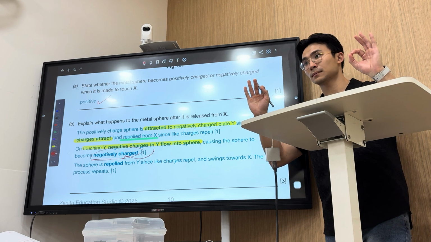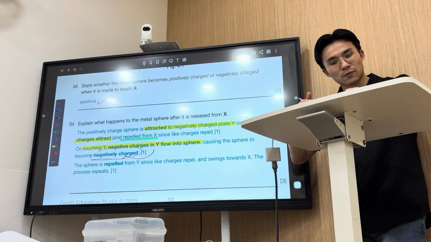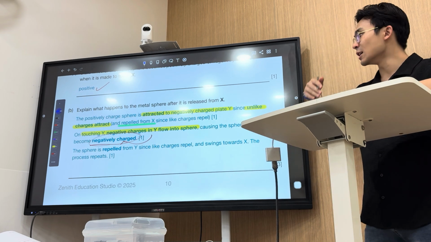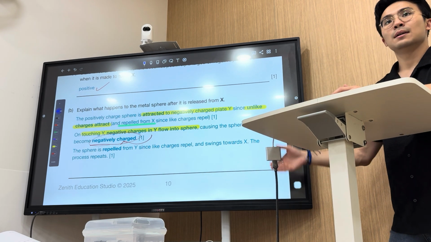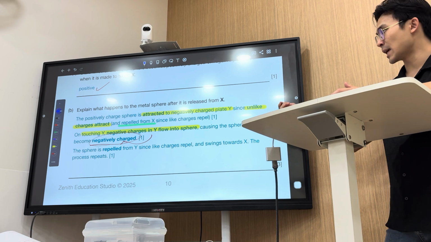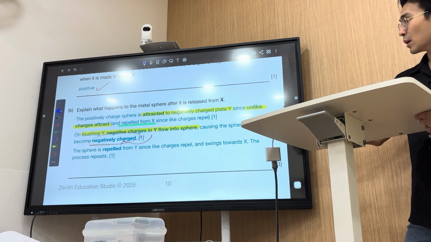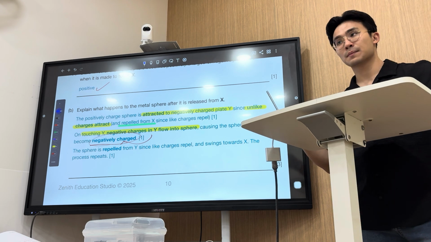Good. Okay, so if you are okay with this, then you can start writing. Make sure, if this question does come up again, you know it. This question came up in last year's mock paper for the Sec 4s. You all should be okay with this.